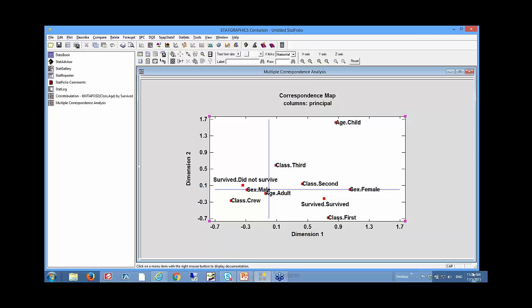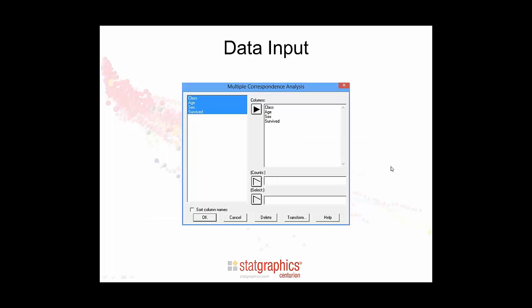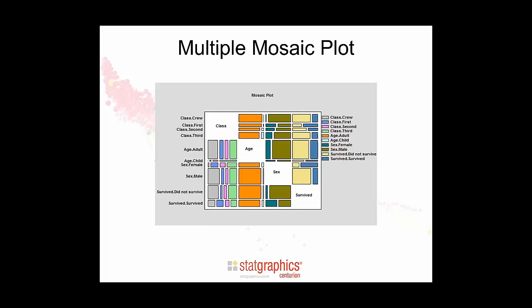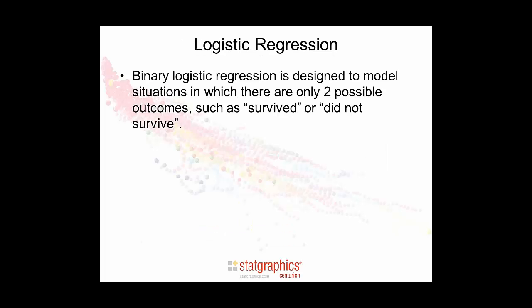Now, the primary procedure to look at today is the logistic regression procedure. The multiple correspondence analysis procedure is a good way to visualize relationships amongst the factors. But let's suppose we wanted to go in and actually build a predictive model, in particular, a predictive model for whether or not a person survived. The logistic regression procedure is a very widely used procedure for doing that.